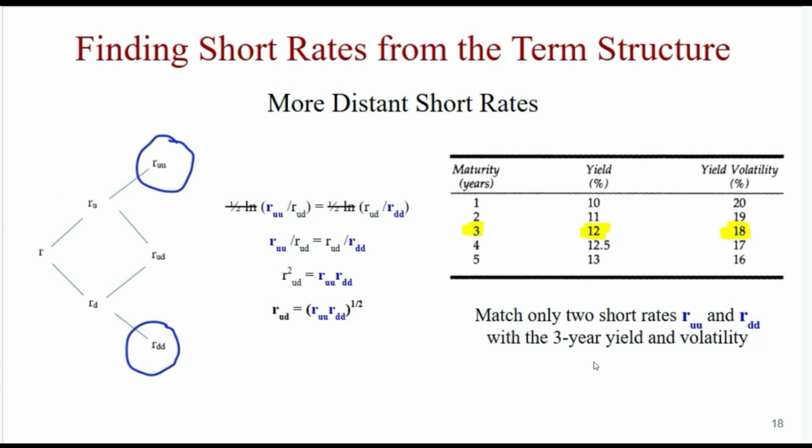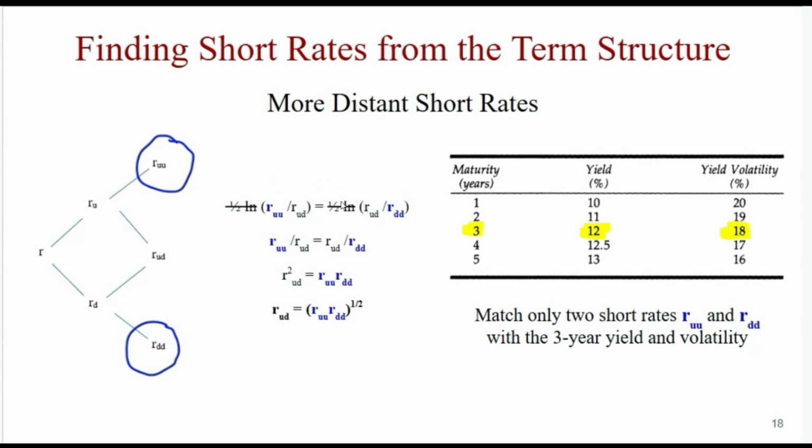We can find the short rates out to 2 years, and beyond 1 year, in the same way. So 2 years out, we see that we have to solve for 3 short rates, R sub UU, R sub UD, and R sub DD. And we might be worried that we cannot solve for these 3 variables when we only have 2 quantities to match with, the yield and the volatility for the 3-year bond. However, because our model assumes that the short rate is log normal, with a volatility only dependent on time, we can apply the volatility equation here.